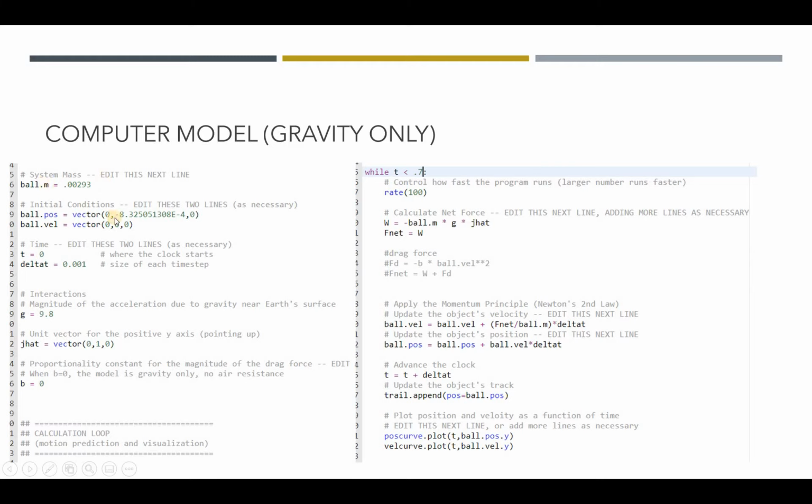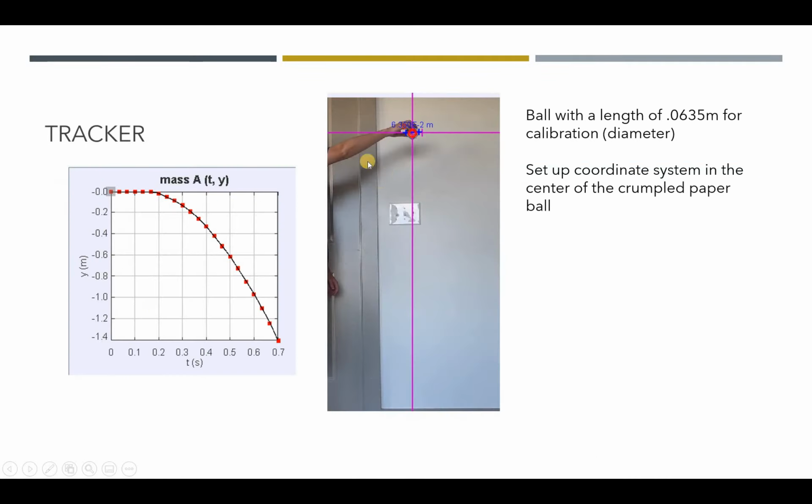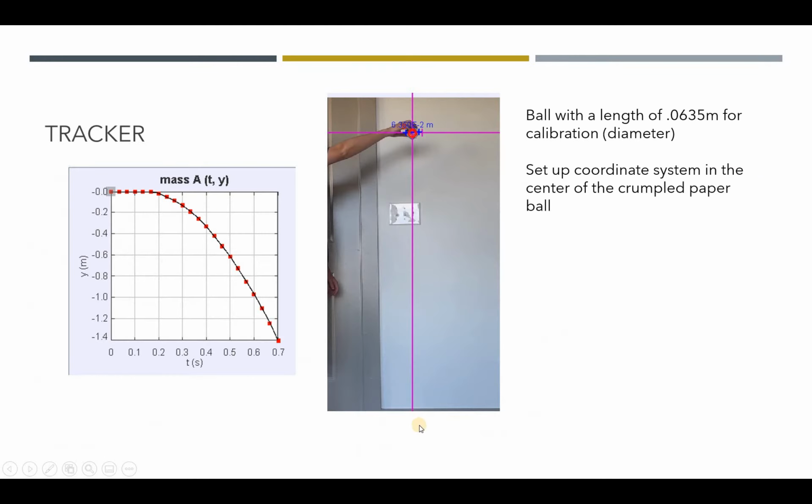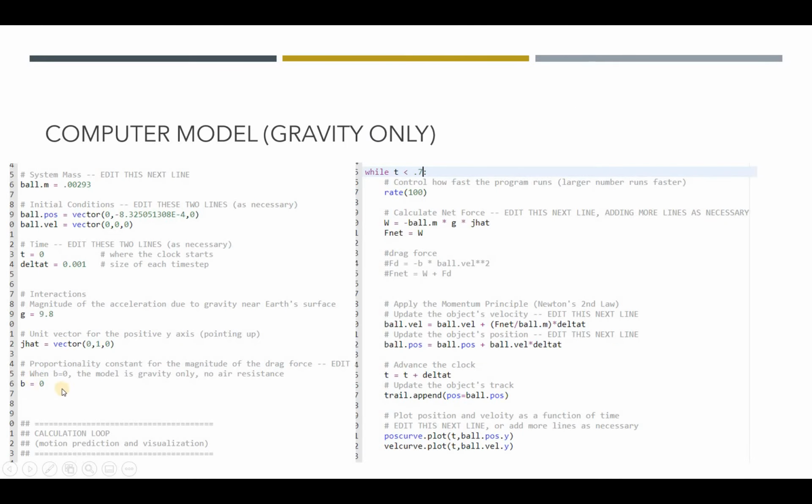So for the computer model with gravity only, I measured the mass of the ball in kilograms. The initial position is negative 8.3 times 10 to the negative 4, which is the initial position of the tracker, the same. We start at 0, delta t is 0.001, a small delta t to make it more accurate. Gravity is 9.8, and j hat is 1 in the y-axis, since we're only looking at the y-axis. It's going in the y direction.